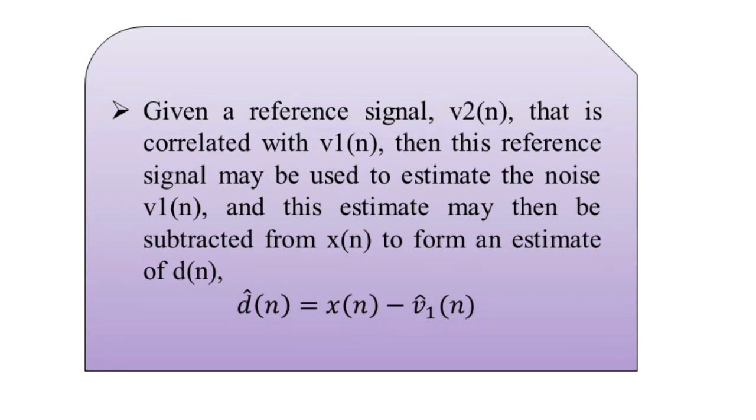Let us discuss the example where the desired signal d of n, the noise signal v1 of n, and the reference signal v2 of n are jointly wide sense stationary random processes. If the statistical quantities, like the autocorrelation denoted by r suffix v2 of k and the cross correlation denoted by r suffix v1 v2 of k, are known, then the Wiener filter may be designed to find the minimum mean square estimate of the noise signal v1 of n.